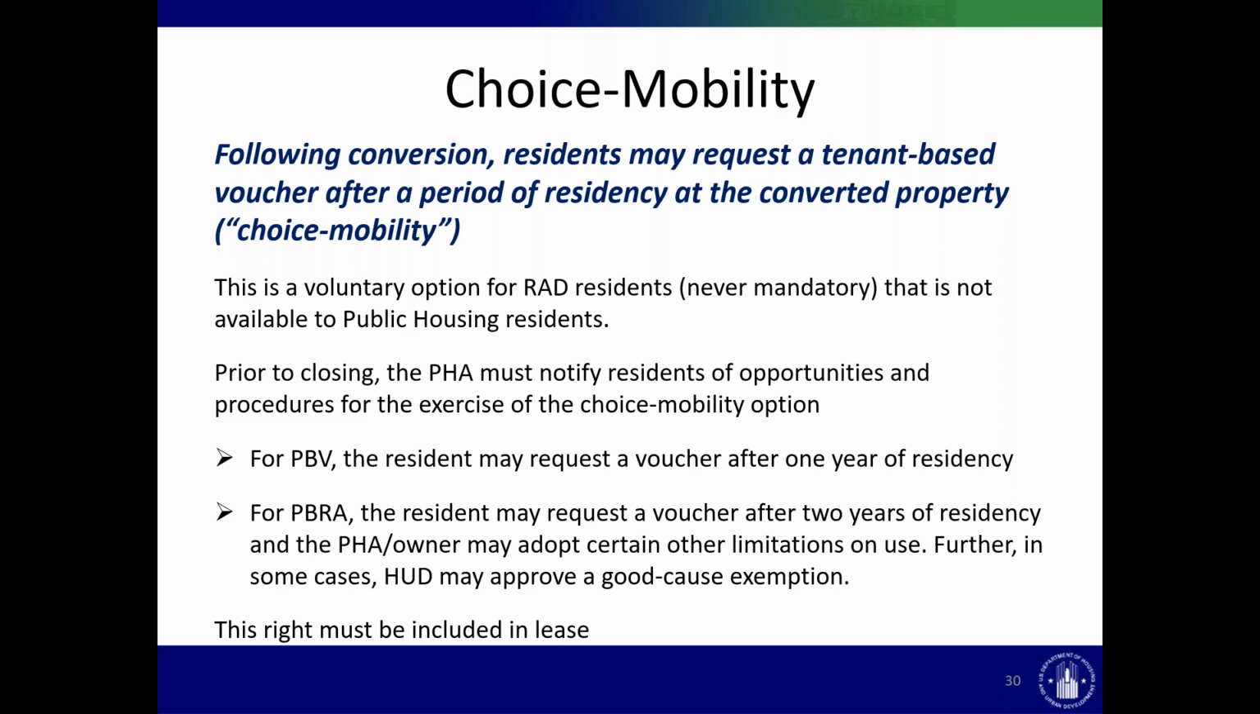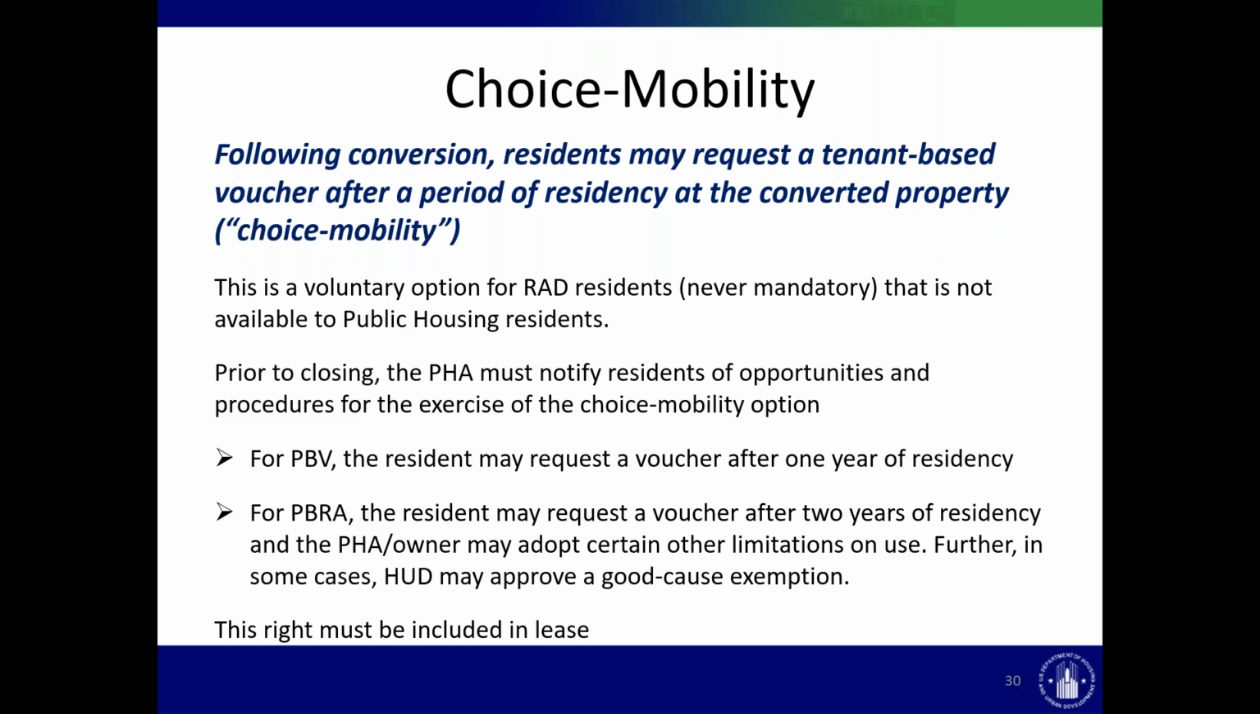The PHA signs a contract with the owner to pay the difference between the rent the resident pays and the total rent for the unit. Prior to closing, the PHA must provide information to the residents about the choice mobility option, which includes an overview of opportunities and procedures. For project-based voucher properties, residents may request a housing choice voucher after 1 year of residency at the converted property.